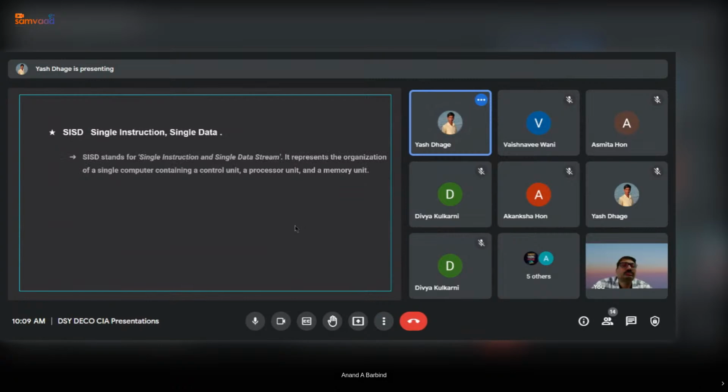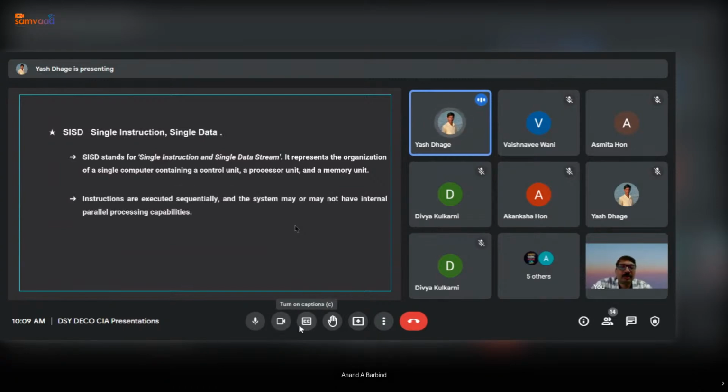First, single instruction and single data represents the organization of a single computer containing a control unit, a processor unit, and a single memory unit. Actually, in it, instructions are executed sequentially.